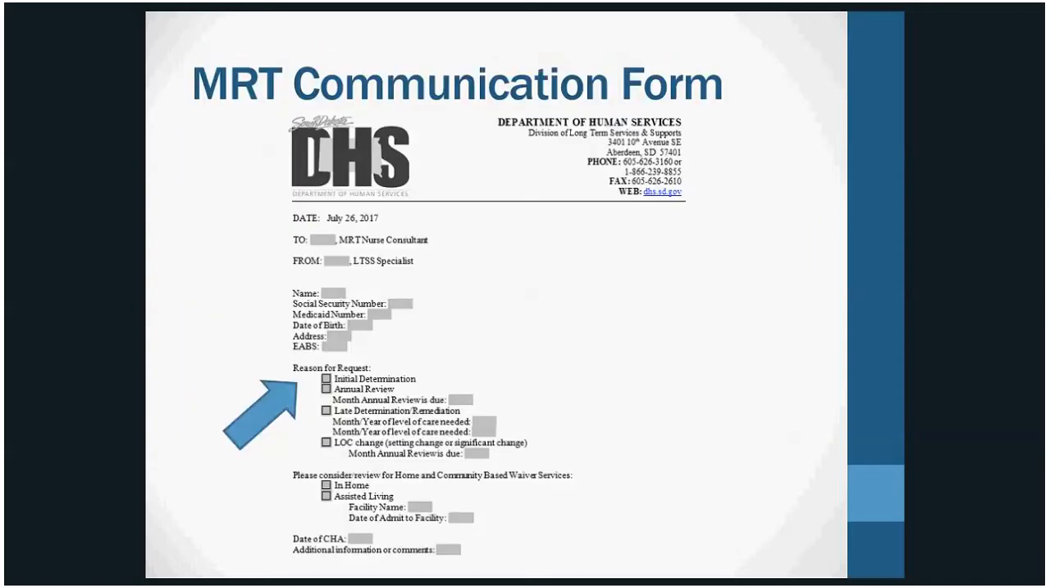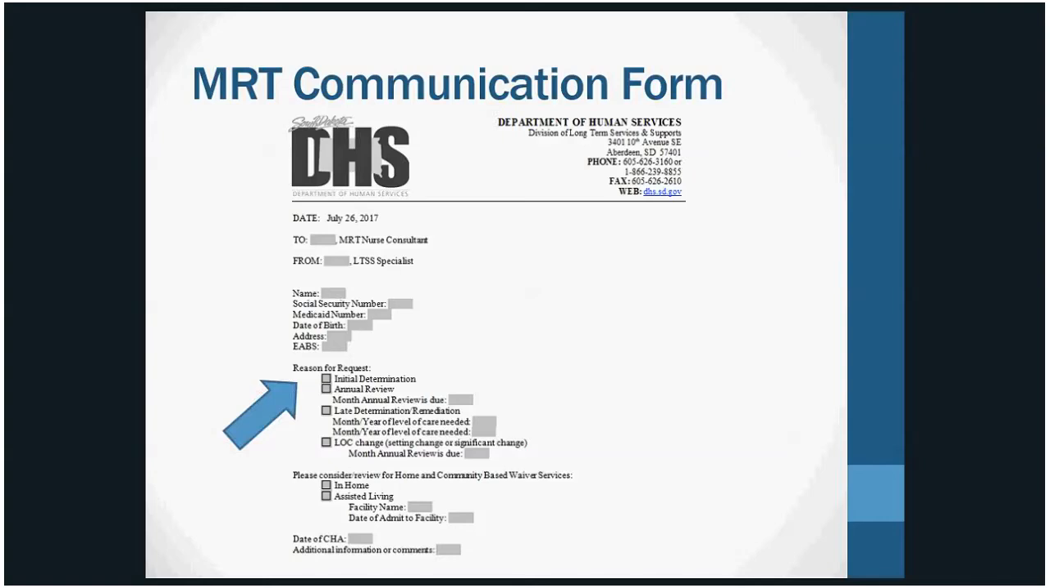And this slide here just identifies, there's been a little bit of confusion primarily discussed at the supervisor meeting related to whether there's an initial or annual review and how to review it basically. And so this is really more a change on the nurses' side, but we just want to let you know there on the MRT communication form, you'll see the blue arrow where it says reason for request. Whatever you mark there is how it'll be identified on the actual level of care determination form as well.